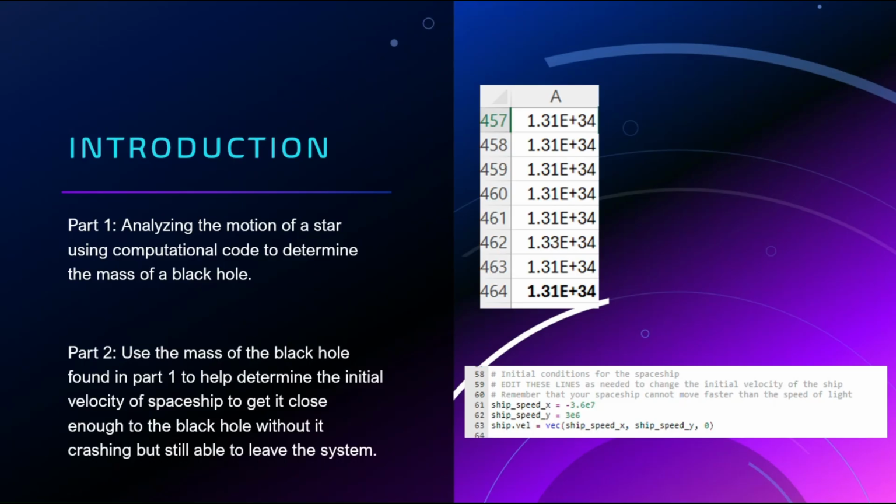This is lab 3. Basically, in this lab, there are two parts. Part 1 was analyzing the motion of a star using computational code to determine the mass of a black hole. For me, my mass ended up being 1.13 times 10 to the 34th.